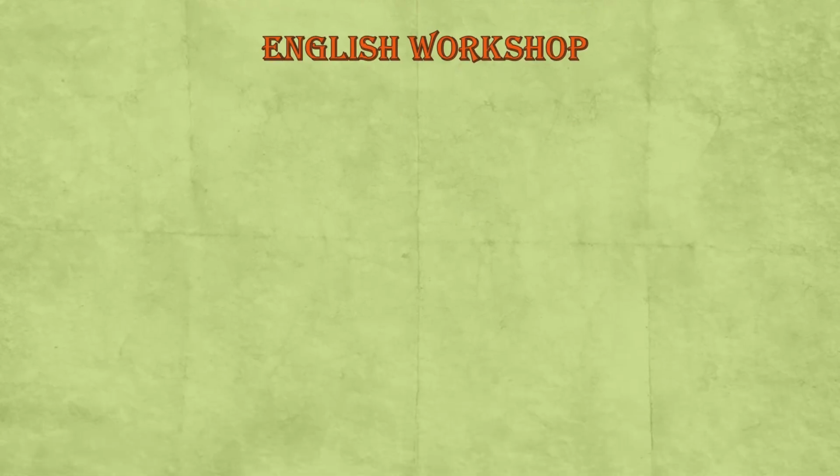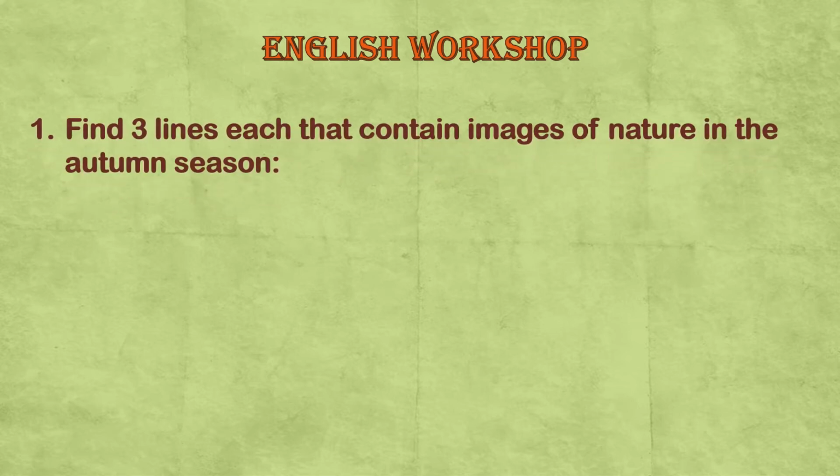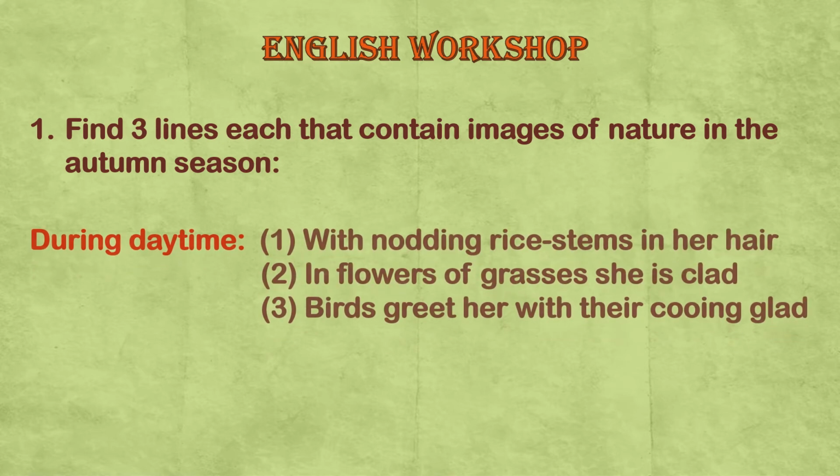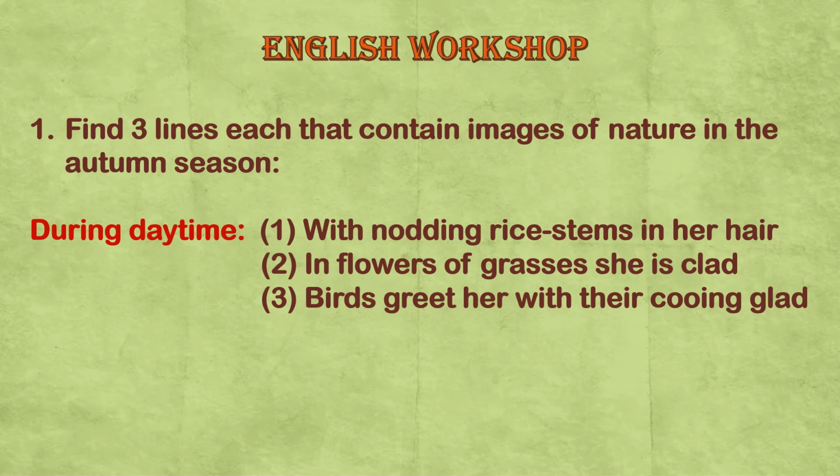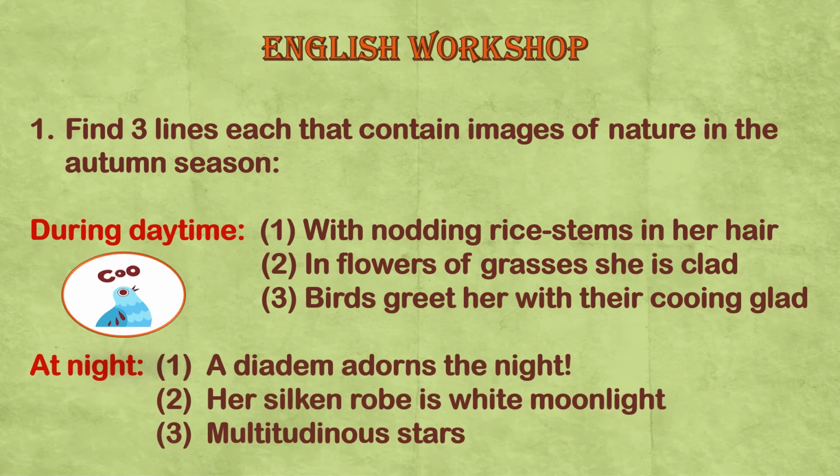Now come to the English workshop. Find 3 lines each that contain images of nature in the autumn season. 3 lines from the poem. First, during daytime. During daytime you have the first stanza with nodding rice stems in her hair. In flowers of grasses she is clad, and birds greet her with their cooing glad. This happens during the daytime. Okay. And during the night time, a diadem or a crown adorns the night. Her silken robe is white moonlight and multitudinous stars.